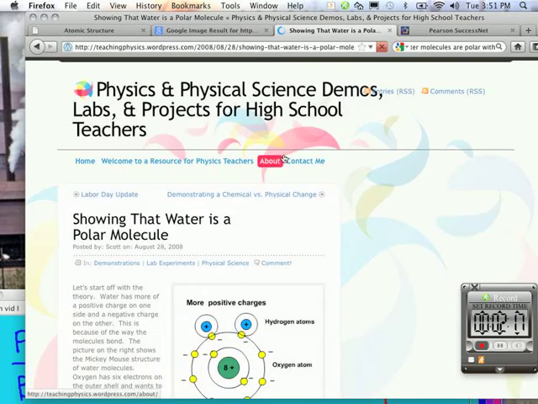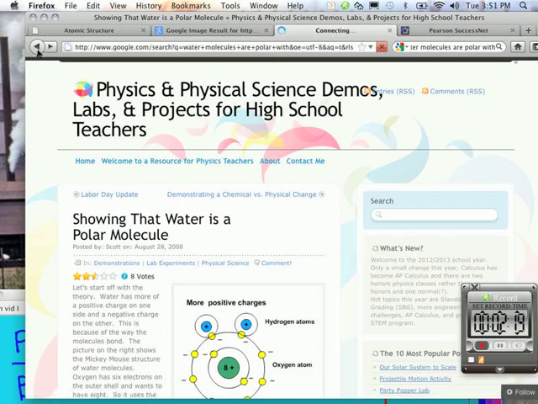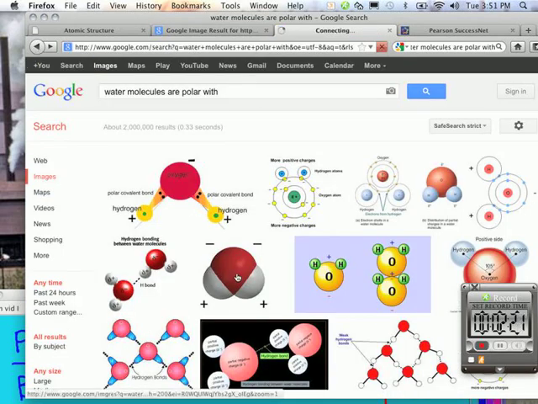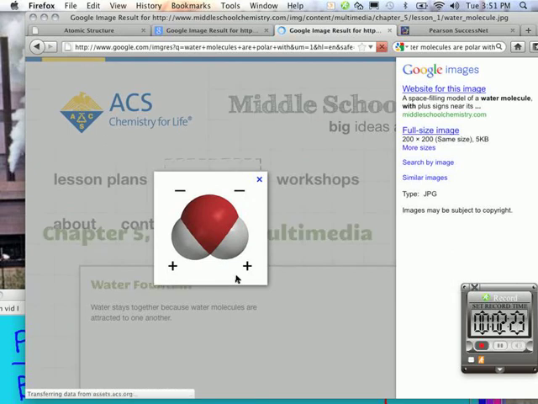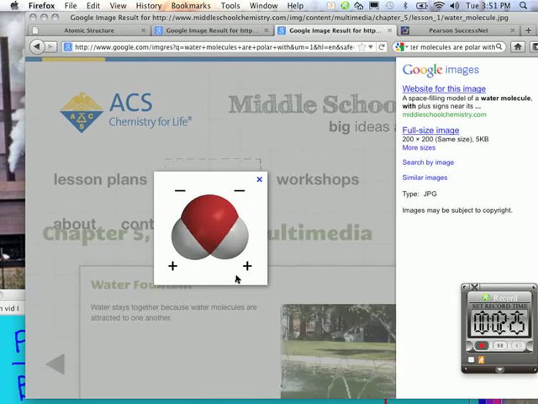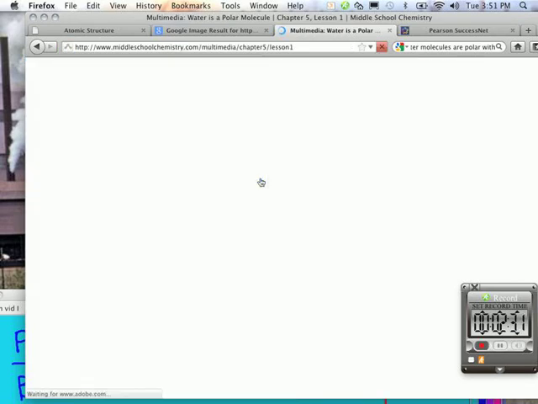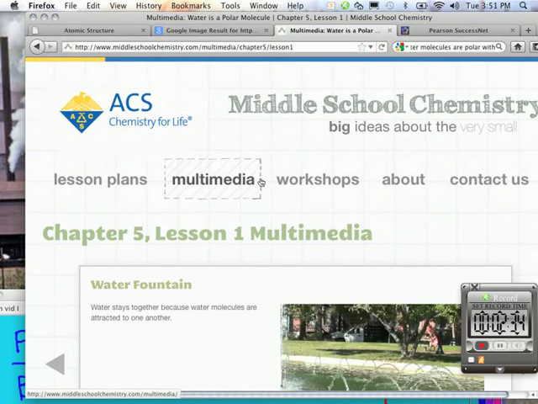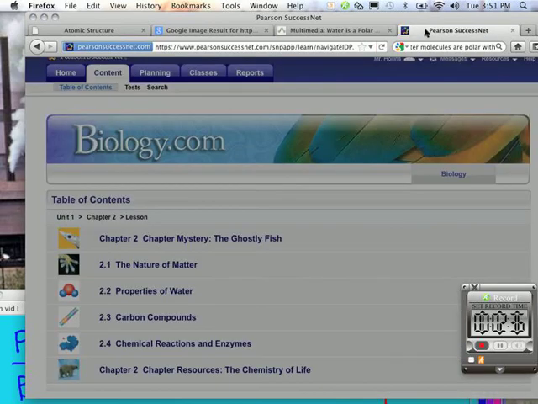Let's close that out. Let's go back. Take a look at another little model. Here's a nice one. This is what I had you draw today. So you have a model that kind of looks like what we think the molecule of water really looks like. Let's go back and see what else we have. I have a little video for you.